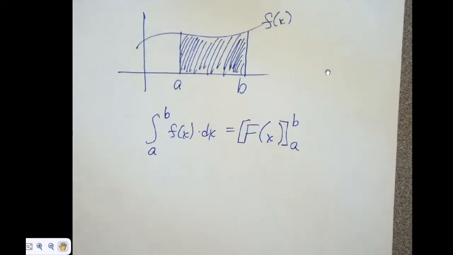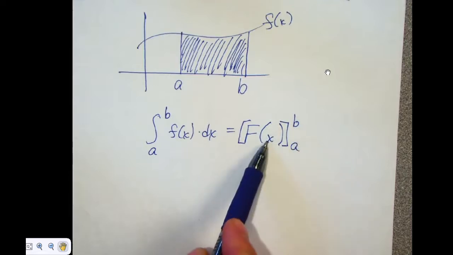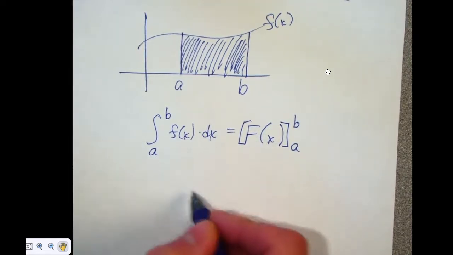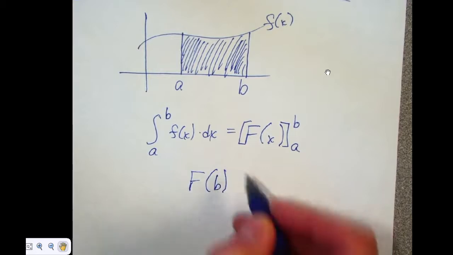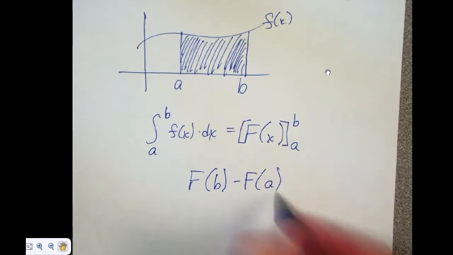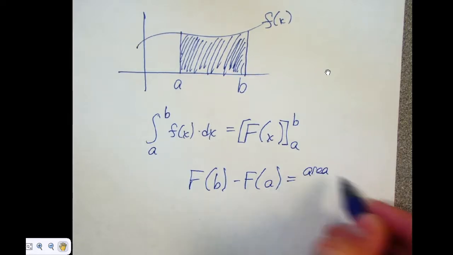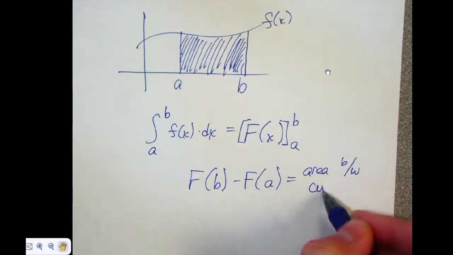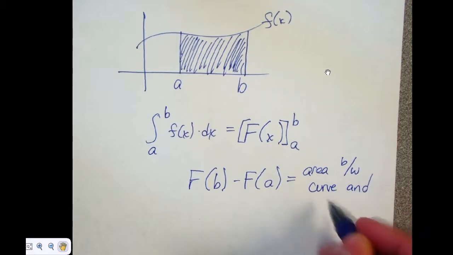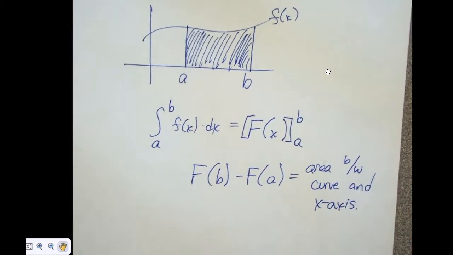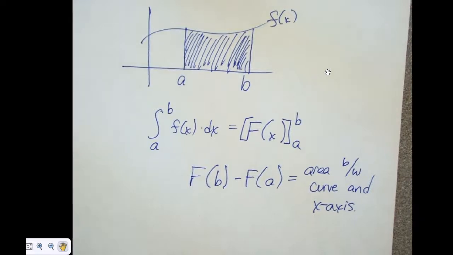Then, you plug B into the thing that you have integrated. So you're going to go capital F of B minus capital F of A. And that equals the area between curve and x-axis. There it is. That's the fundamental thing. So you guys should be good now, I think.